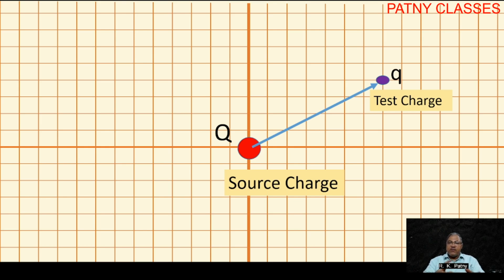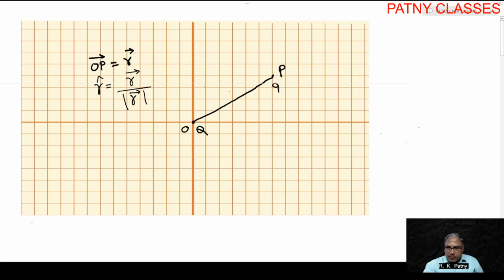Now what is the value of the test charge? The value of the test charge is very small, near about 0. So we say the magnitude of the test charge tends to 0. Since both the charges are placed at a distance r from each other, the physical distance, that is the magnitude of vector r, equals small r. Now the electrostatic force between both the charges, since they are placed at a distance r, is denoted as F of r.